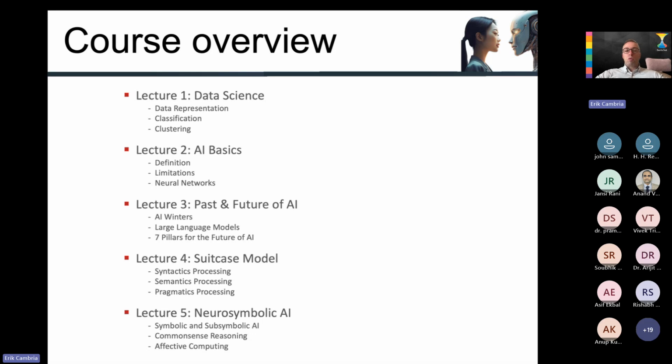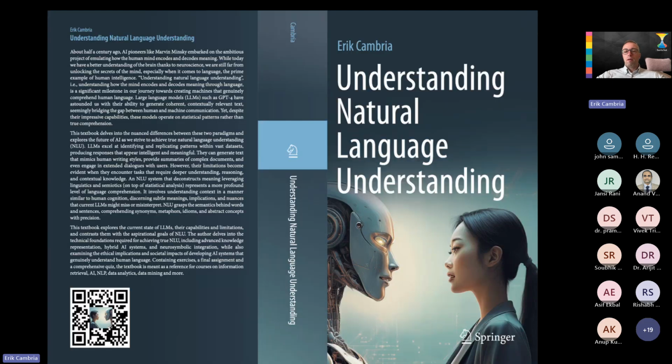So yeah, today we're mostly talking about data representation, classification, clustering. I apologize to those of you who already know these things, but I want to start with some basics for those that have never been exposed to data analysis, so that we are all on the same page before we start talking about AI. And this is the book where most of the contents are from.